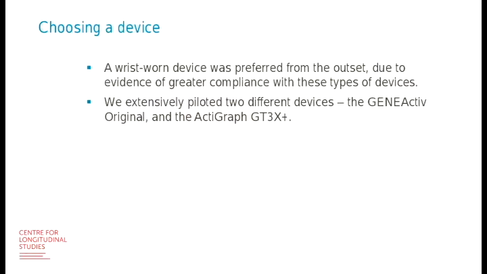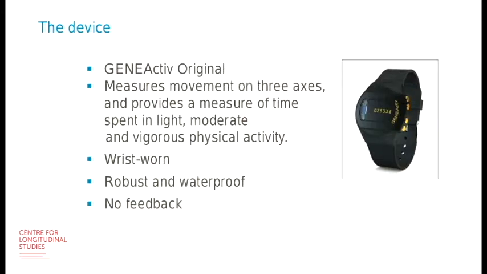So we decided to use a wrist-worn device from the outset, and that was due to evidence of greater compliance with these types of devices, particularly amongst this age range. In advance of the main survey, we extensively piloted 2 different devices, a Genie-Active Original and the Actigraph GT3X Plus. And we decided to go for the Genie-Active to collect the data at the main stage on the basis that it performed better in the pilots that we carried out in advance and was more acceptable to cohort members of this age. So that's what it looked like.